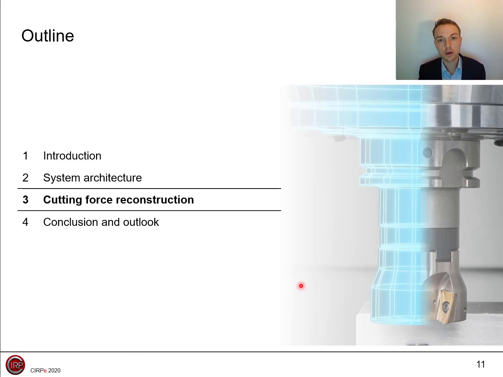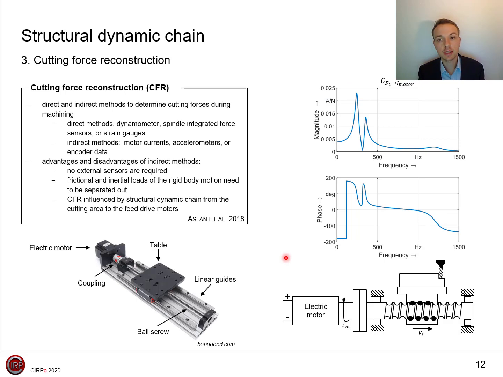After the introduction of the system architecture, an exemplary application for this system technology, the cutting force reconstruction, will now be presented. Cutting force measurement during machining can be classified into direct and indirect measurement techniques. Direct methods are characterized by using dynamometers, spindle-integrated force sensors, or strain gauges close to the cutting region. The acquisition of motor currents for cutting force reconstruction is considered as an indirect approach.